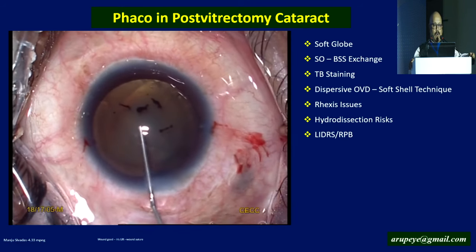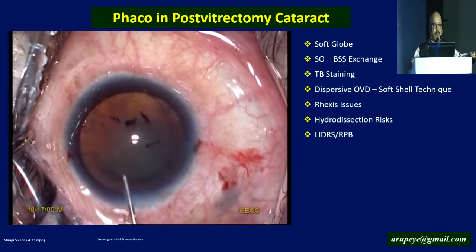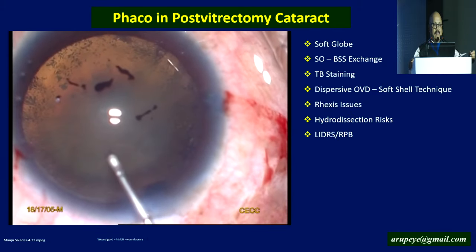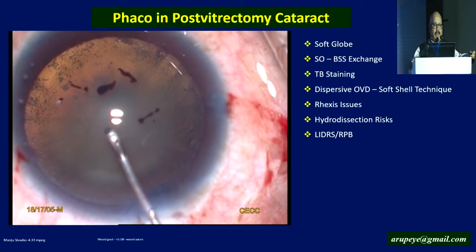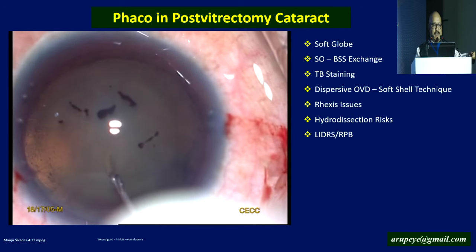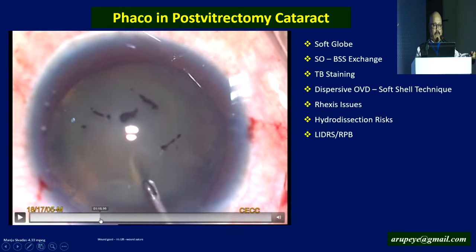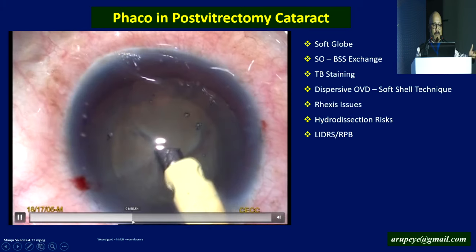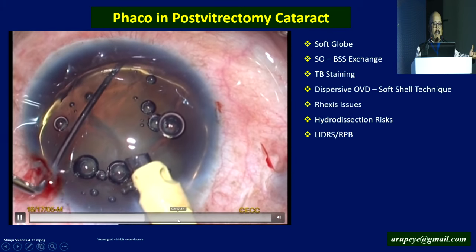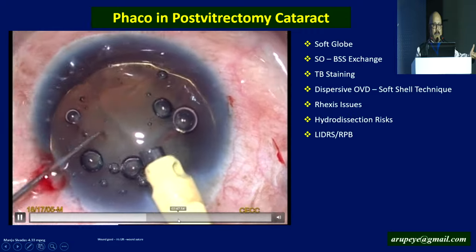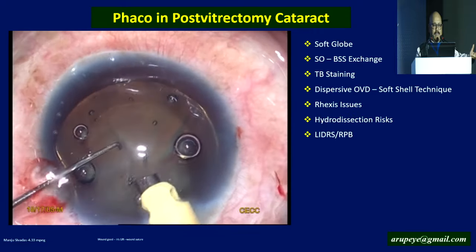You've got to protect the corneal endothelium by using a good quality dispersive OVD, and this has to be done again and again, repeatedly. It might have to be done several times. The rexis went on uneventfully for me here, and it was good for the cortical cleaving. Hydrodissection was done, and even hydrodilution happened, though it was not planned. Sometimes it happens.